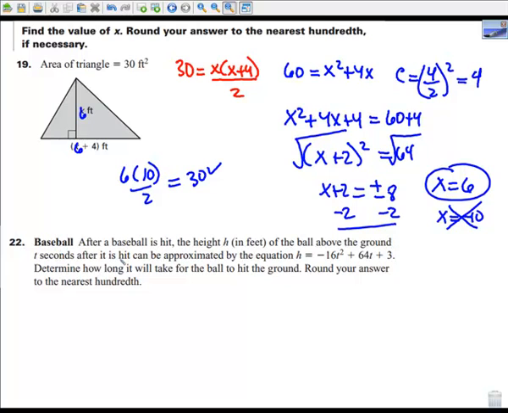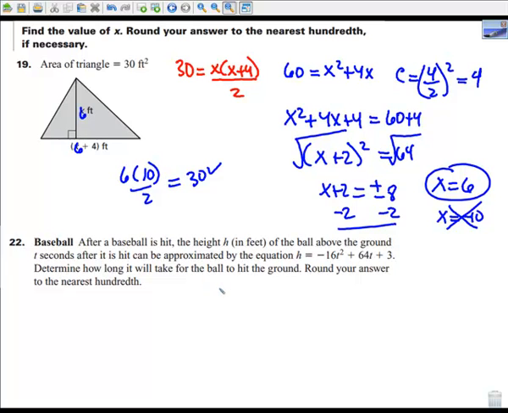Number 22. After a baseball is hit, the height in feet of the ball above the ground, t seconds after it's hit, can be modeled or approximated by this equation. So I can tell that the initial vertical velocity is 64 feet per second, and it starts out at a height of 3. Determine how long it's going to take this to hit the ground. Now, they do want us to do this by completing the square.